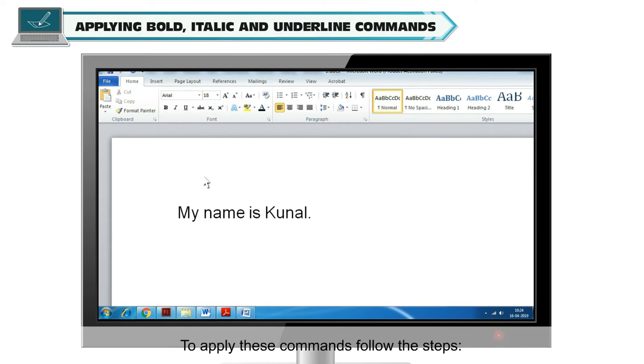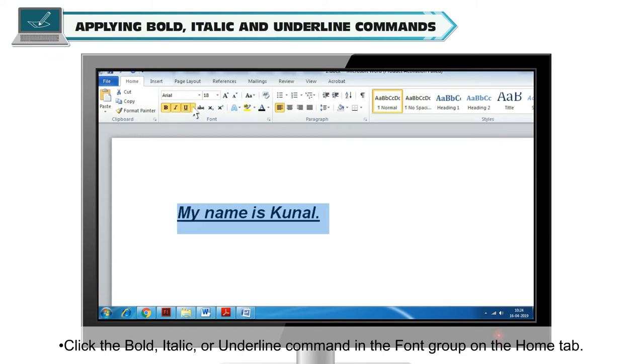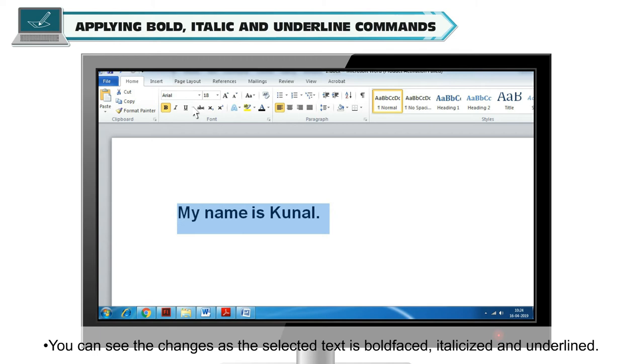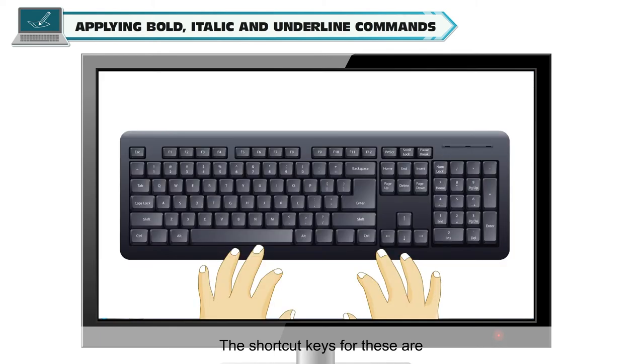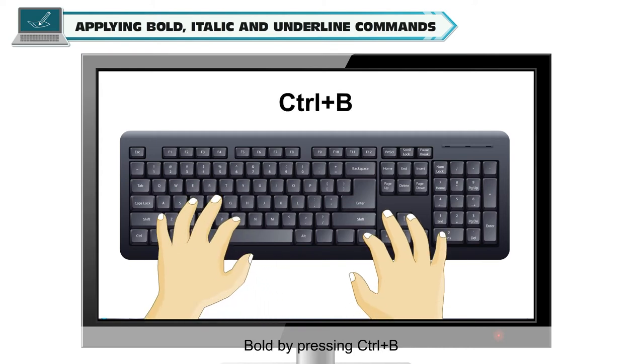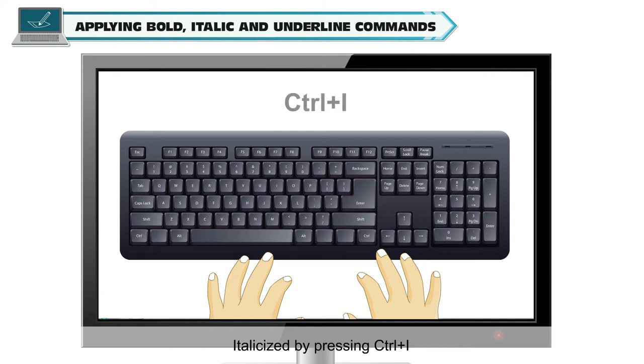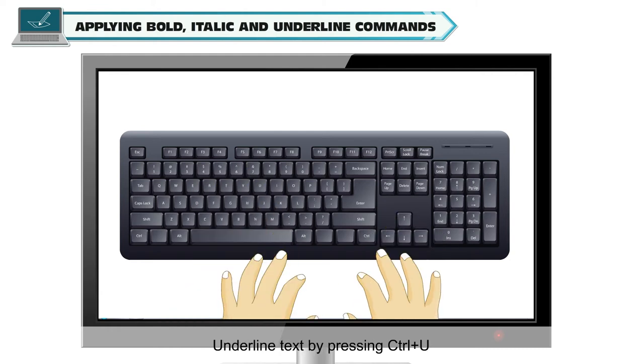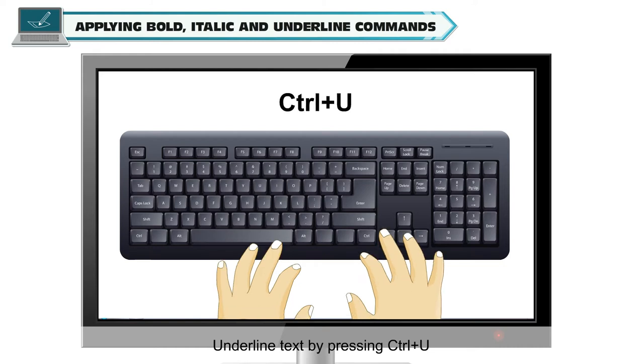To apply these commands, follow the steps. Select the text you want to modify. Click the bold, italic or underline command in the font group on the Home tab. You can see the changes as the selected text is bold-faced, italicized and underlined. The shortcut keys for these are: bold by pressing Ctrl B, italicized by pressing Ctrl I, underline text by pressing Ctrl U.